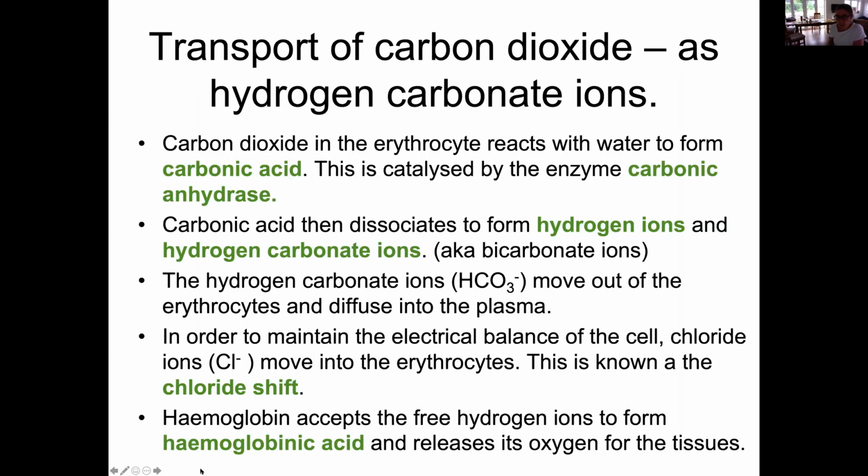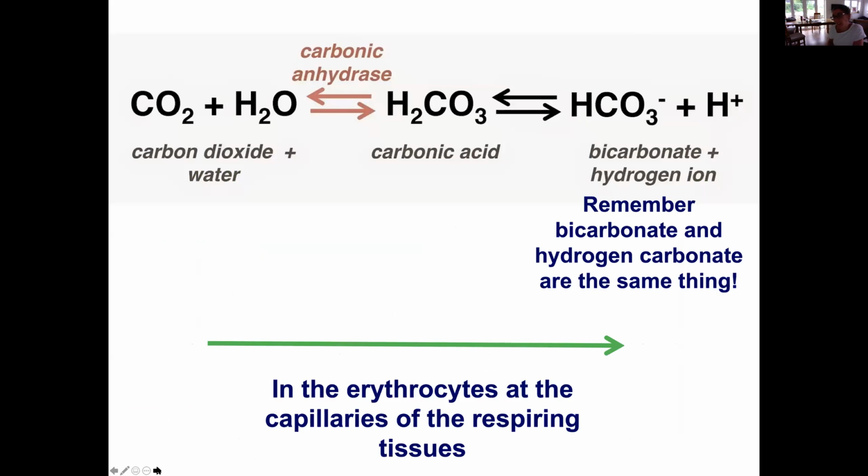So on this slide, we've summarised in words what we've talked about in pictures, so you can pause that and read it through and make some notes. It's another way of summarising the reaction. It shows carbon dioxide and water, the enzyme catalysing that reaction, and we get this quick dissociation into these two here. We know this is going to diffuse out into the plasma, chloride is going to diffuse back in the opposite direction, and then it's this hydrogen ion that's going to affect hemoglobin's affinity for oxygen and give up the oxygen to the respiring tissues.